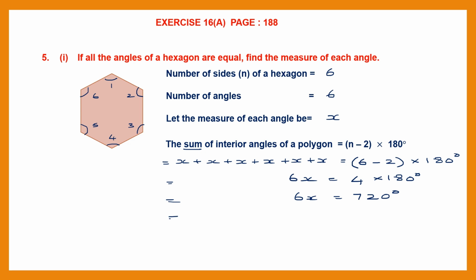Now we can find the value of x alone. x is equal to 720 degrees divided by 6. So when you divide, you will see that x is equal to 120 degrees. When you cancel here, 6 ones are 6, then you carry 1 there, 6 twos are 12 and 0. So x is equal to 120 degrees. And what is x? We said let the measure of each angle be x. So we have found the measure of each angle, and that is 120.